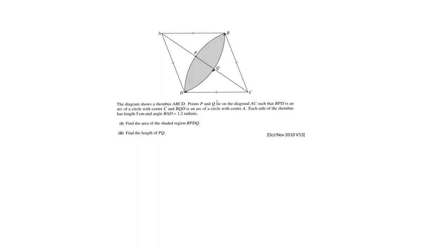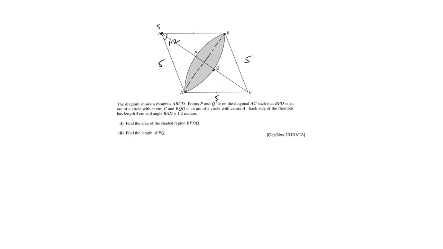So if you are taking BQD as an arc, then A would be the center of the circle. Each side is 5, meaning this length is 5, this would be 5, this would be 5, this would be 5, and the angle BAD given to you is 1.2. Now in this you need to find the area of the shaded region. If you pause this video and try to do it on your own, it will be great.